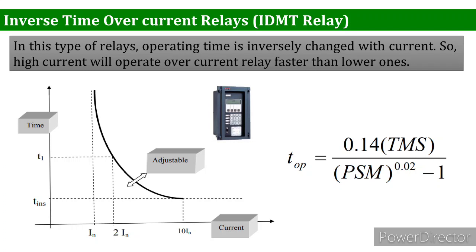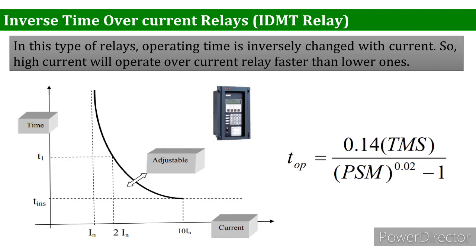The mathematical relation between the current and the operating time of the IDMT characteristic can be written as follows. T operating is the operating time of the relay. 0.14 is the factor, TMS is the time multiplier setting that you have studied in the previous slides, and PSM is the plug setting multiplier. So by inserting the data of TMS and PSM, you can find out the operating time of this IDMT relay.